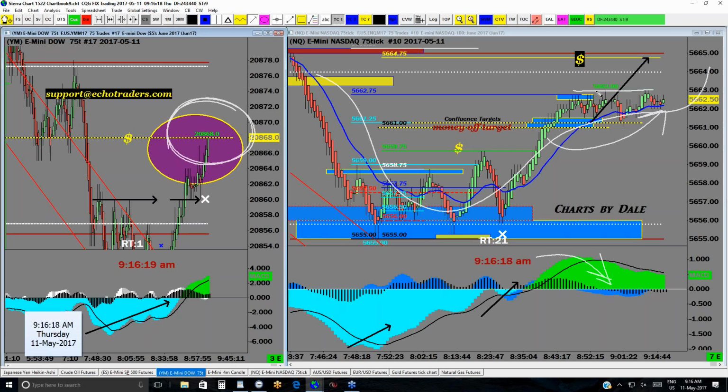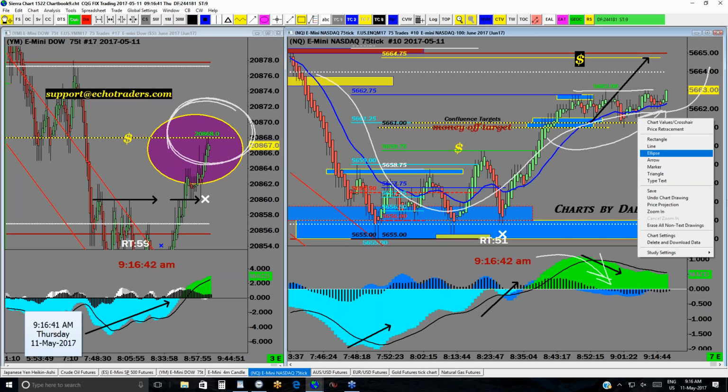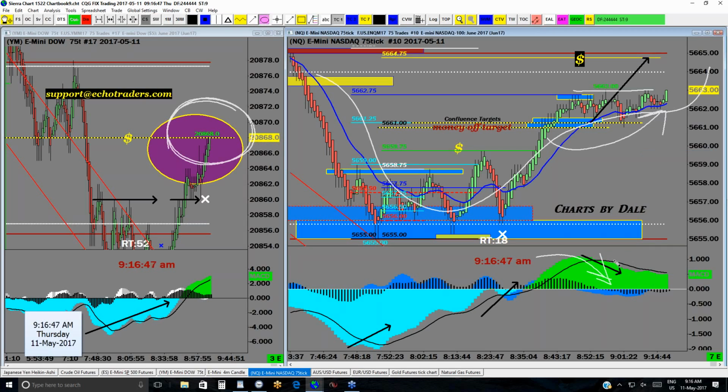We were looking at the 5663 area. That is a temporary double top. It's resistance is what it is, right? And we do have this here potential cross on the MACD, as we had said. There's not a lot of divergence. I'll put an ellipse on so we can see that. So there's not a whole lot of divergence here, but that doesn't mean it can't take place.